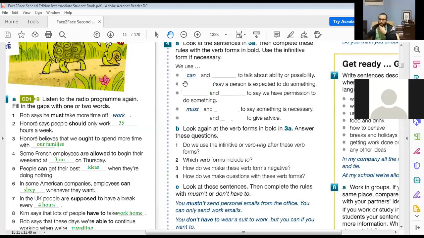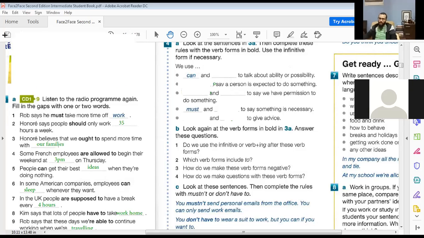Now, of course, we can use can to talk about ability or possibility, right? So who can give me an example of using can to demonstrate possibility? I can't do it. This is ability. I can draw pictures. This is ability. Yeah. I want possibility.